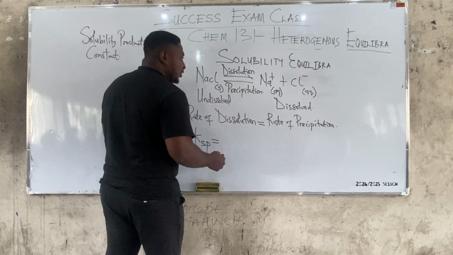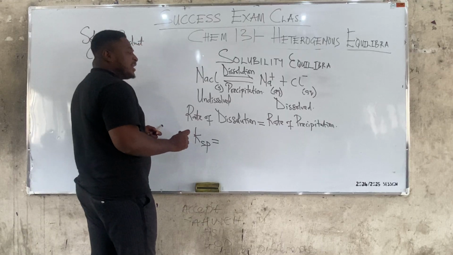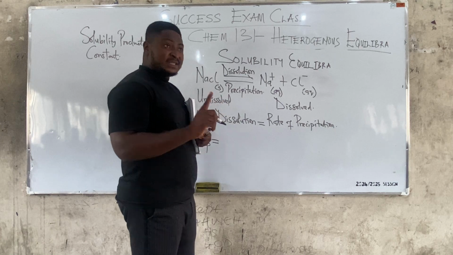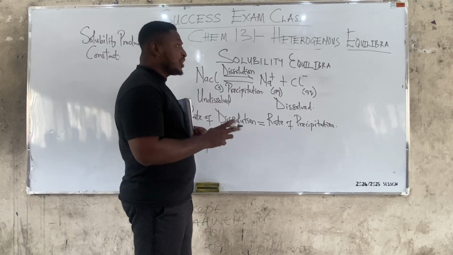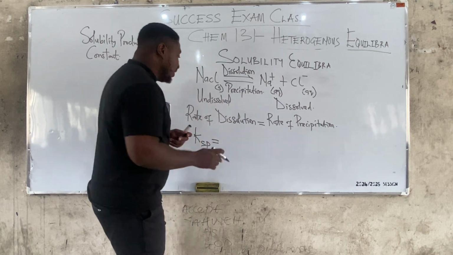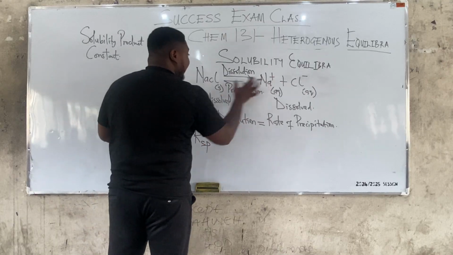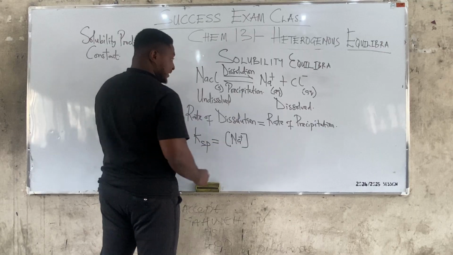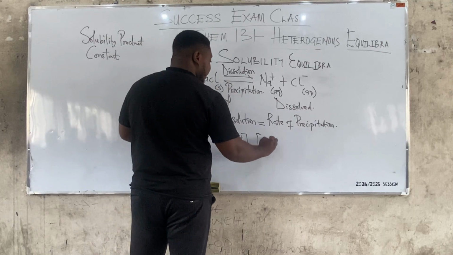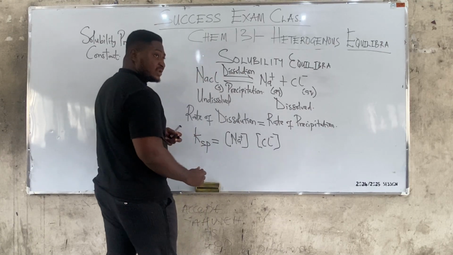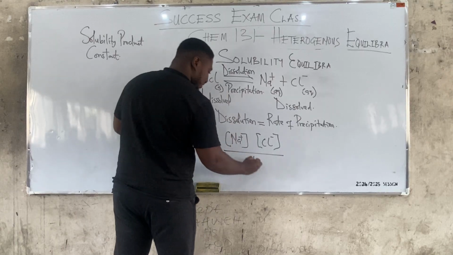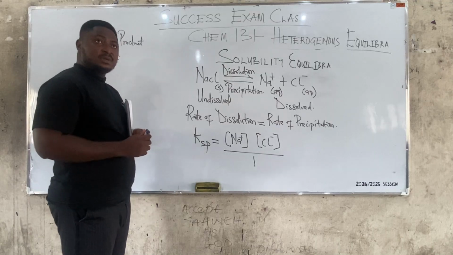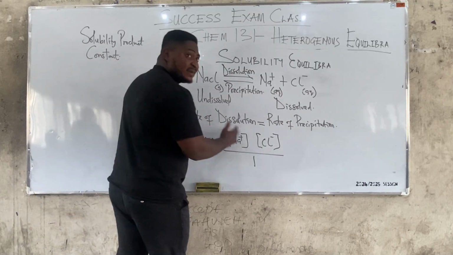Class, for the Ksp of this salt, do not forget that I told you that when something is a solid, its activity is what? 1. If you are a liquid, the activity is 1; it is only those in aqueous form or gases that do not have activity of 1. So if I write down the Ksp of this salt, it's products divided by reactants, right? So that will be concentration of Na plus, because it's aqueous, it exists, right? Times concentration of Cl minus, it exists, right? Divided by, what is solid? Activity of solid is what? 1, divided by 1. And class, anybody divided by 1 is that person, right?